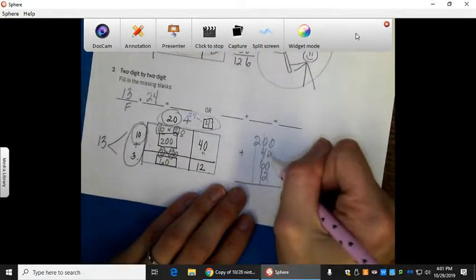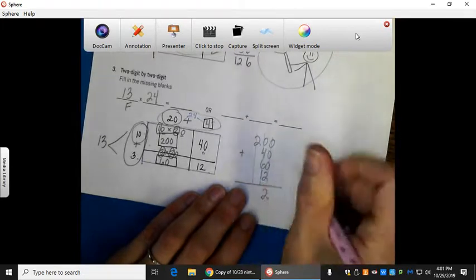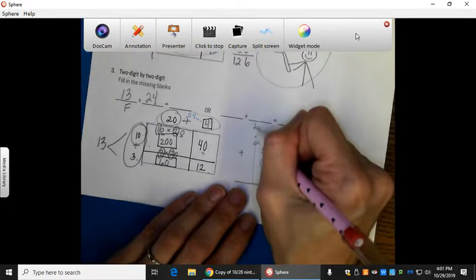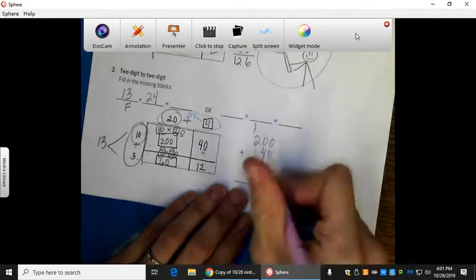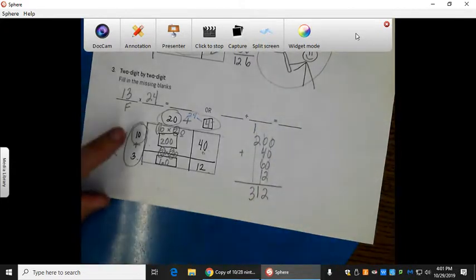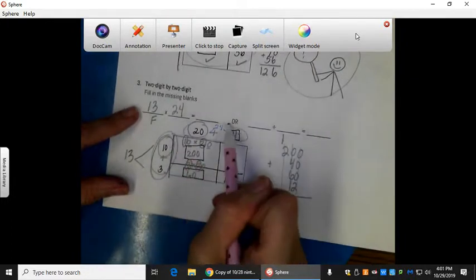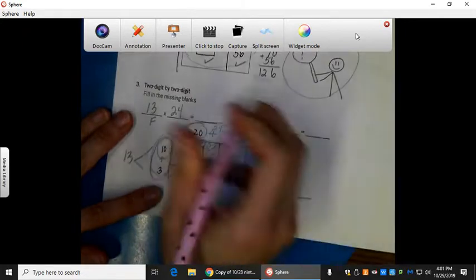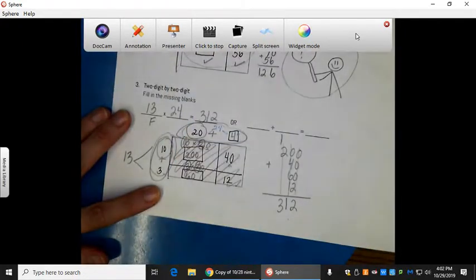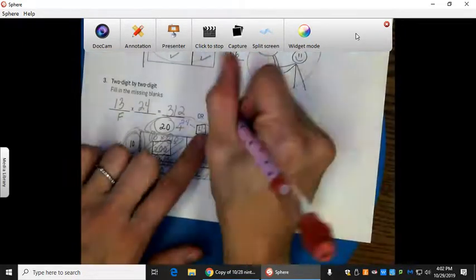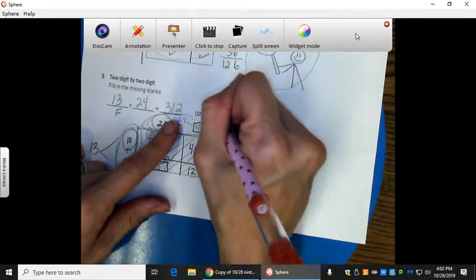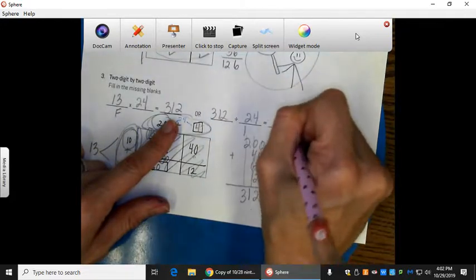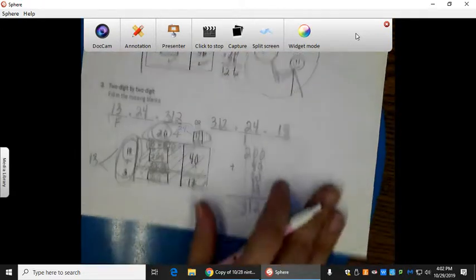0 plus 0 plus 0 plus 2 is 2. 6, 7, 8, 9, 10, 11. 1 up here, 1 down here, and 2 plus 1 is 3. So, 13 times 24, the area it got me was 312. And now I can read it backwards as an inverse operation, as a division equation. 312 divided by 24 gets me 13. Okay, so this is a check on these 3.